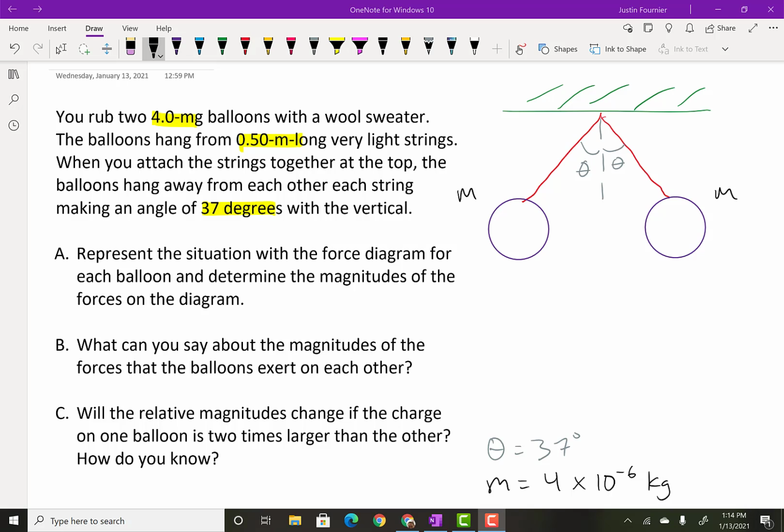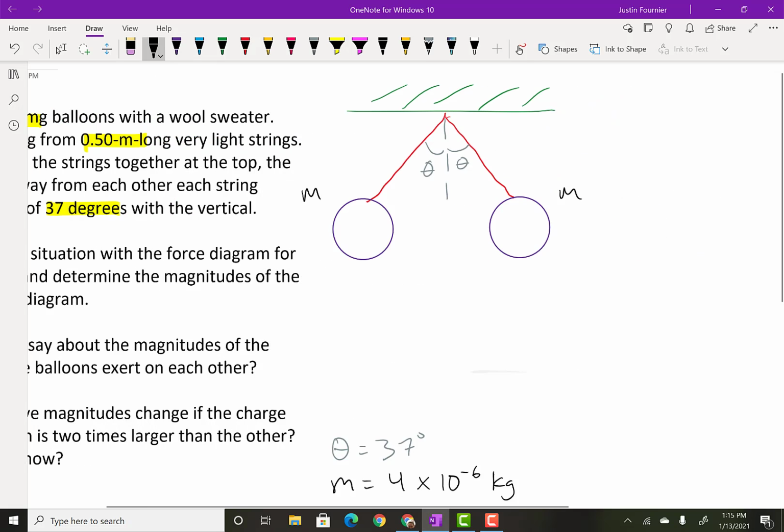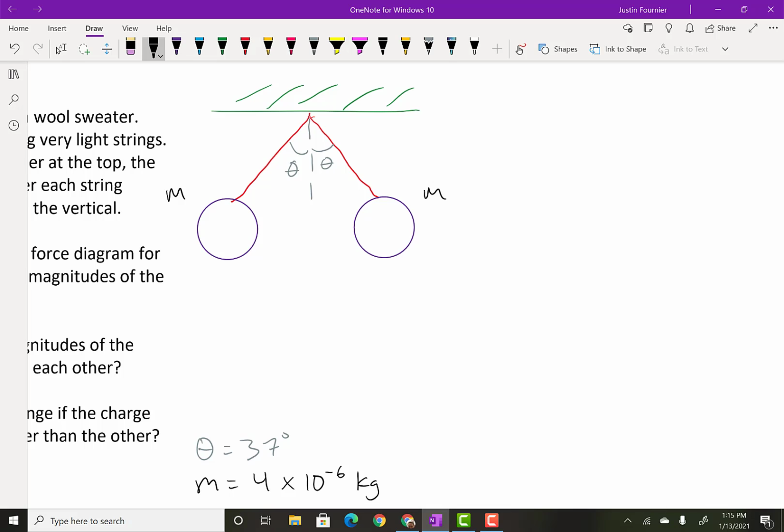When you attach the strings together at the top, the balloons hang away from each other, each string making an angle of 37 degrees with the vertical. So it says, represent the situation with the force diagram for each balloon and determine the magnitudes of the forces on the diagram. Okay, so let's see. Well, I drew this right here.